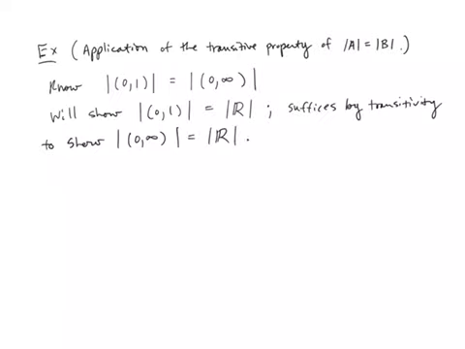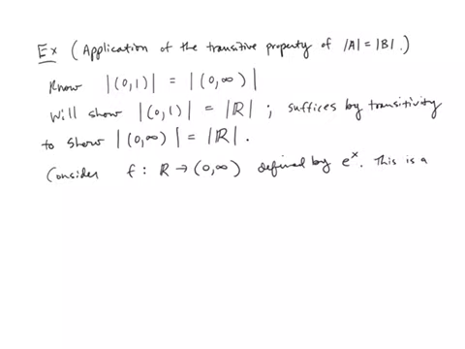Right. So in order to do this, let's take a look at a familiar function. So consider f, which takes the reals to the positive reals, defined by e to the x. Right, so we know this is a bijection, since f inverse exists.